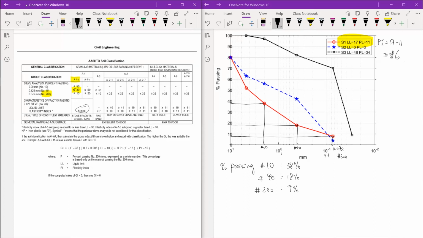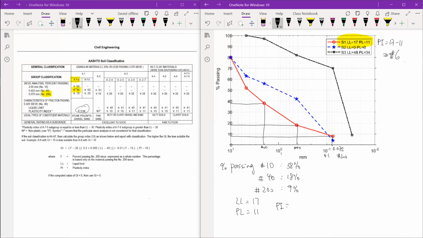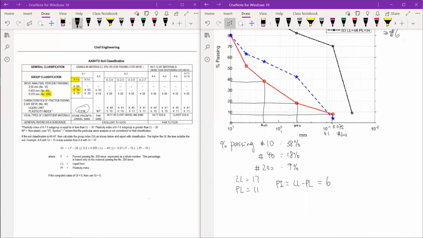So we can confirm again: liquid limit equals 17, plastic limit equals 11, PI equals liquid limit minus plastic limit, so the plasticity index is equal to 6. With all this information, we can call this A1-A for sample number 1.